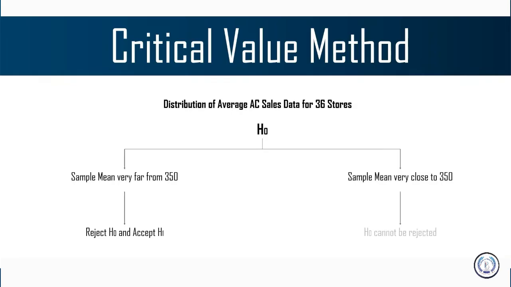And suppose the sample mean is not very far away, it's very near to 350, say it's around 355. Then the sample mean is very close to 350. So you cannot reject the null hypothesis, but you also can't accept it. So we will look at further statistical evidence for it, and then we will decide what we need to go for.